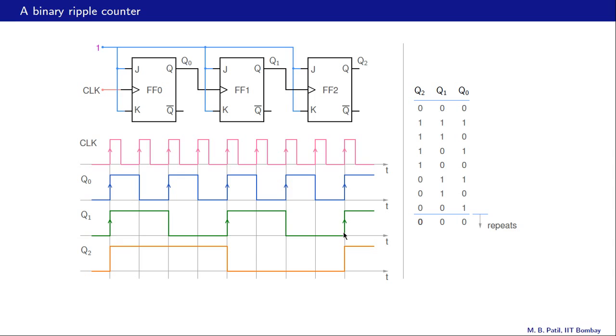Alright, and once again for FF2, J and K are equal to 1, and therefore Q2 is going to toggle after every active edge. So it's going to toggle here, it's going to toggle here and here. So that is the waveform we get for Q2.